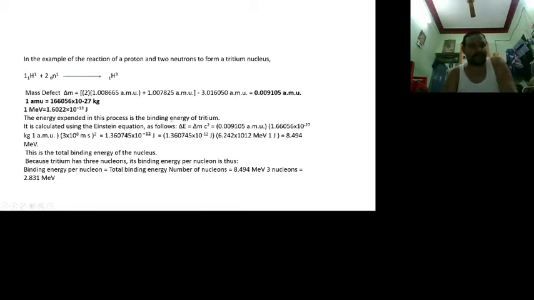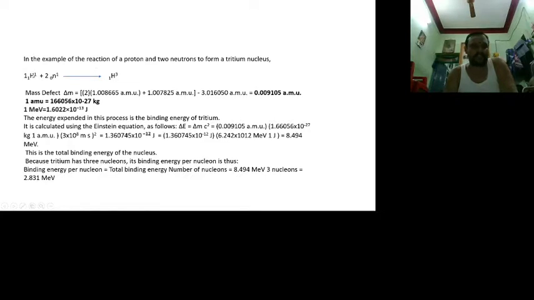So the energy expended in this process is the binding energy of the tritium. You know the difference in mass. Tritium contains 2 neutrons and 1 proton. This is the mass of the neutron, this is the mass of the proton, and that should be added here, minus the mass of the nucleus formed. So it should be like this.